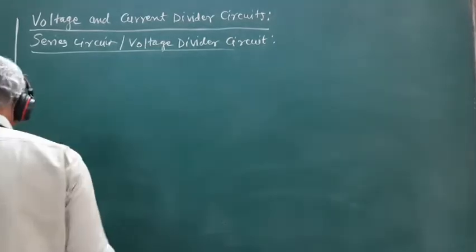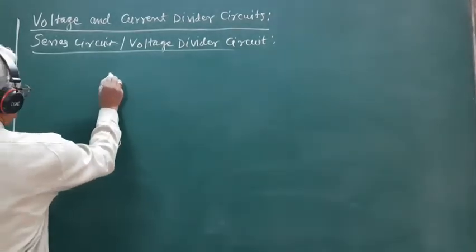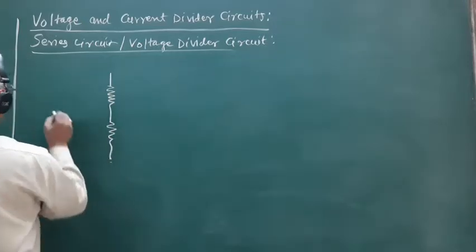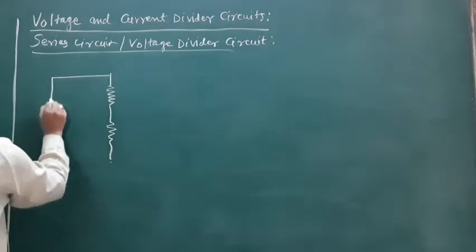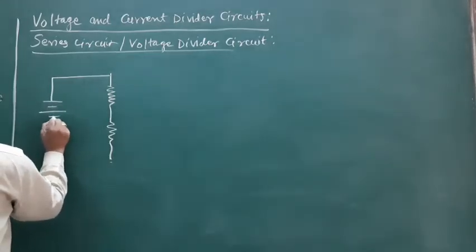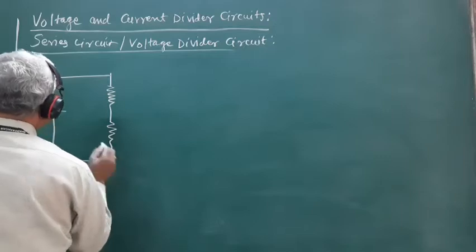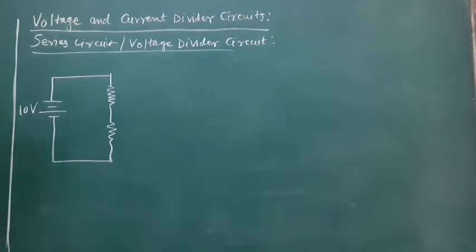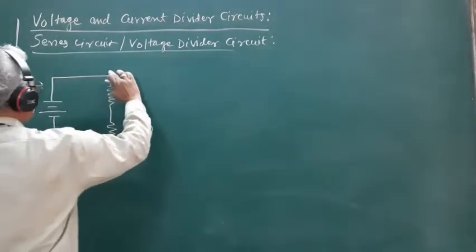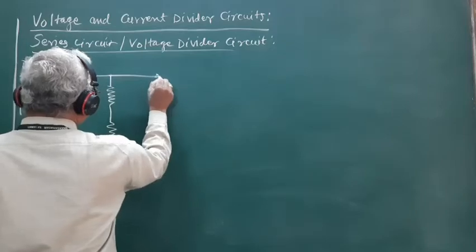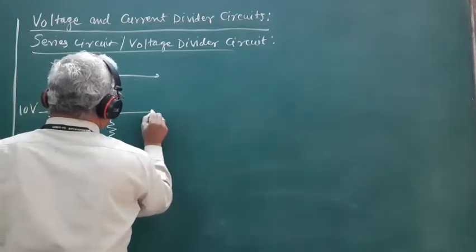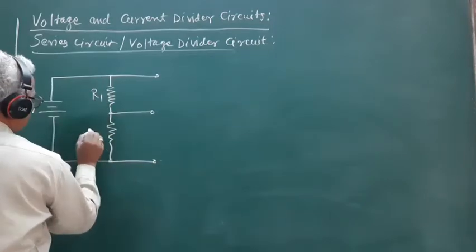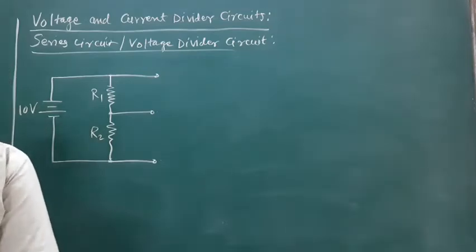Suppose we have two resistors connected in series. This is the first resistor and the second resistor, and the source of EMF is applied across this series combination. With the help of this single source, say the value is 10 volt, we can obtain multiple voltages. This is the first resistance R1 and the second resistance R2.